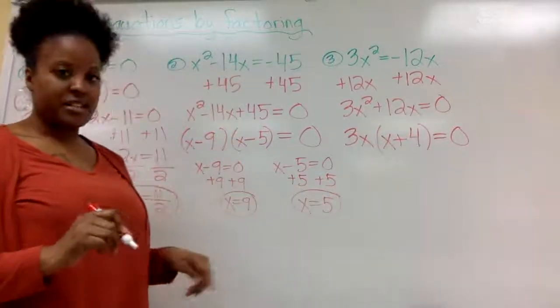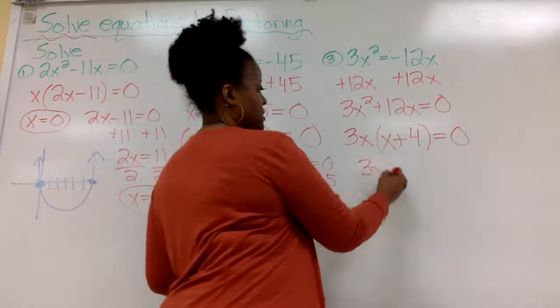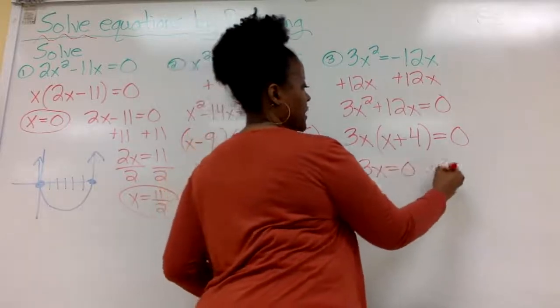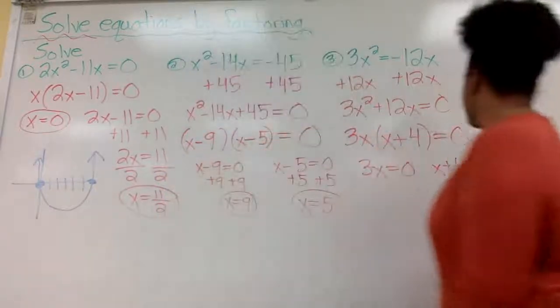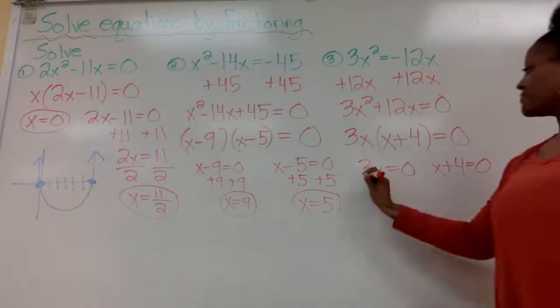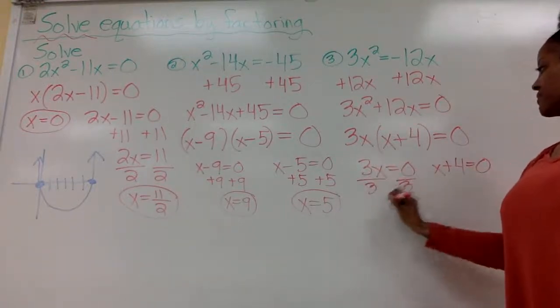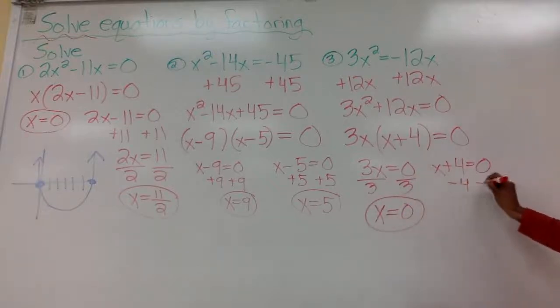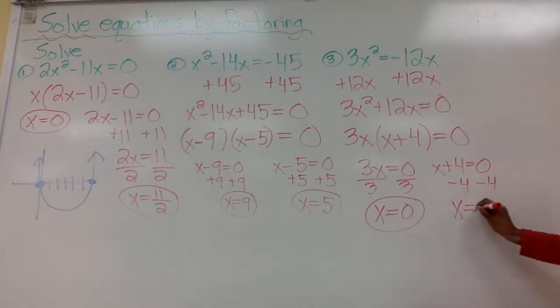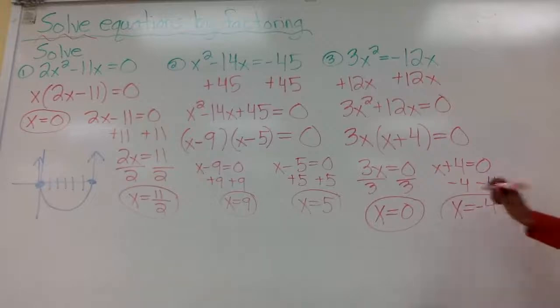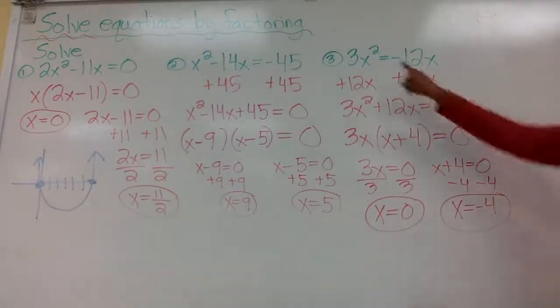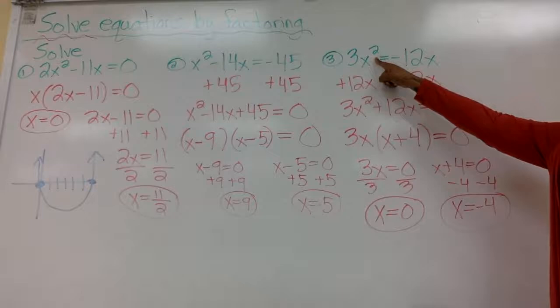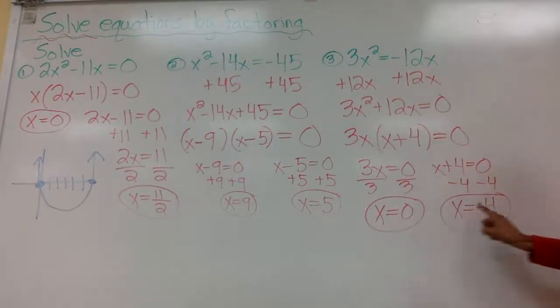Set each of your factors equal to 0. So 3x is equal to 0. x plus 4 is equal to 0. Divide both sides by 3. We get 0. Subtract 4 from both sides. We get negative 4. So 2 answers because my highest exponent is 2. And my 2 answers are 0 and negative 4.